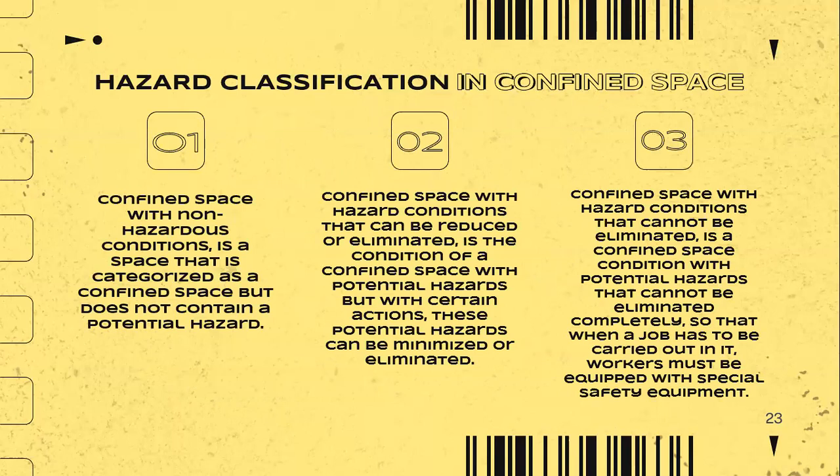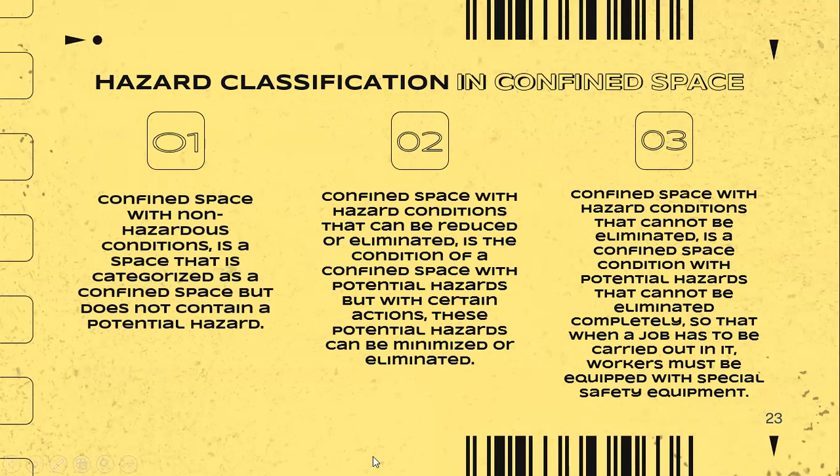Hazard classification in confined space. Number 1, confined space with non-hazardous conditions is a space that is categorized as a confined space but does not contain a potential hazard. Number 2, confined space with hazard conditions that can be reduced or eliminated is the condition of a confined space with potential hazards but with certain actions, these potential hazards can be minimized or eliminated.